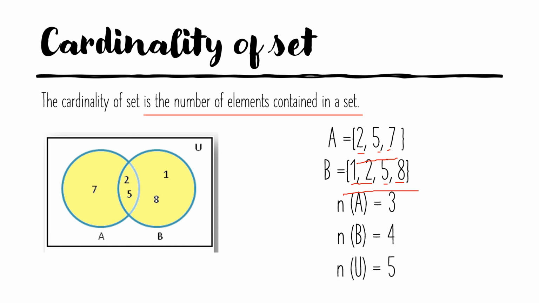And to get the cardinality of the universal set, all you have to do is count all the elements of the given set. So we have 1, 2, 3, 4, 5. So therefore, the cardinality of the universal set is equal to 5.